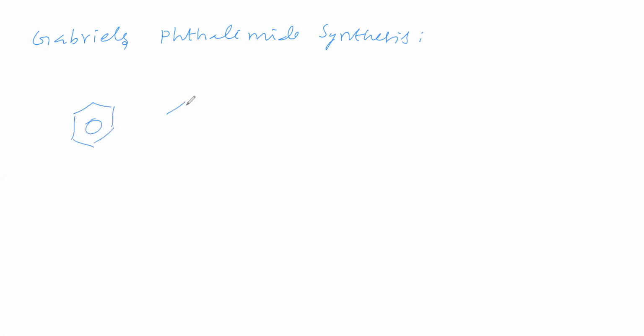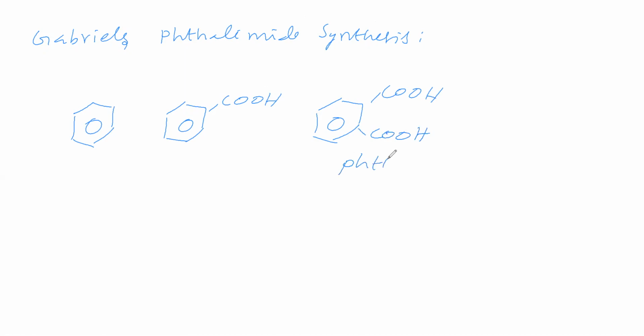Next method we will see: Gabriel phthalimide synthesis. Gabriel's phthalimide synthesis we will take. Now first we will take benzene. We will take here, it is benzene. Now what is the name of this compound? Benzoic acid. What is the name of this compound? We can say it is called phthalic acid.